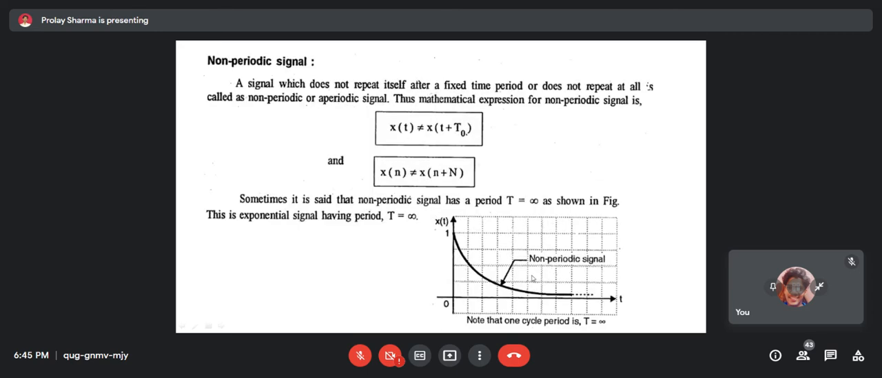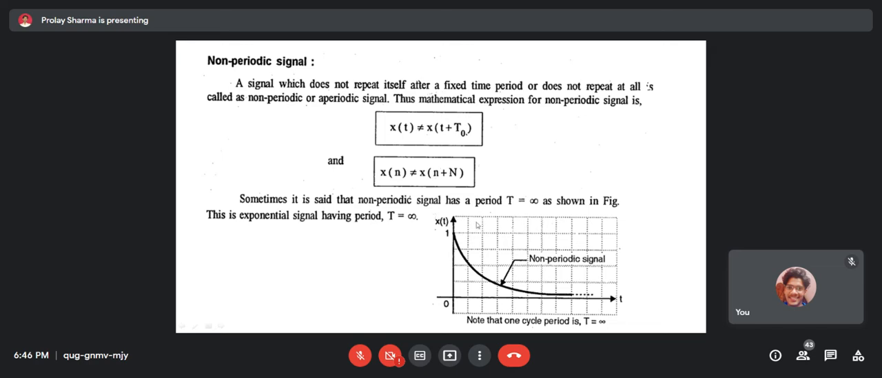So what is a non-periodic signal? A non-periodic signal doesn't obey this mathematical condition. That means there will be no repetition of the signal at any time. So there is no time period in a non-periodic signal, and the signal shape will not repeat again. This phenomenon doesn't happen in the case of a non-periodic signal. This equation will not hold for a non-periodic signal, and this type of signal is called a non-periodic signal.